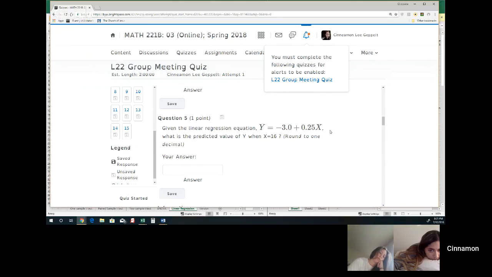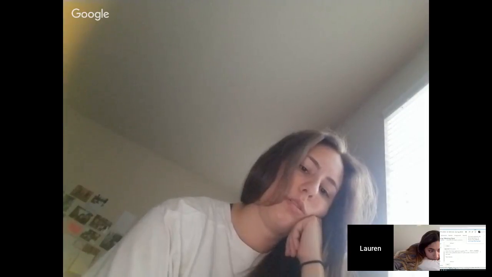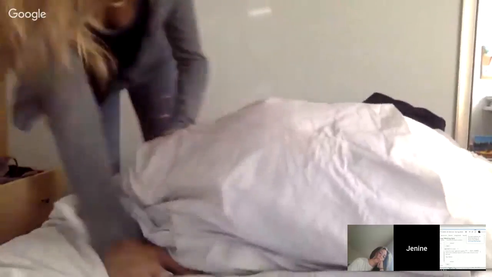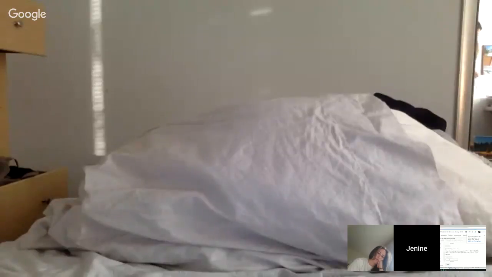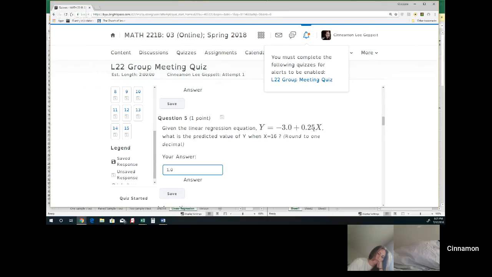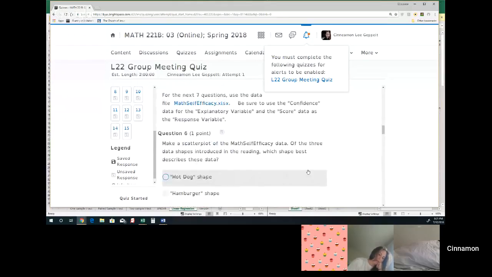I got 1. That can't be right, is it? Hold on. That can't be right. Oh, yeah, I guess it is, because 0.25 times 16 is 4. You have 4 and negative 3. Okay, yeah, it's 4 minus 3 is 1. So it's 1.0. So I could be doing it wrong, so I'm happy.